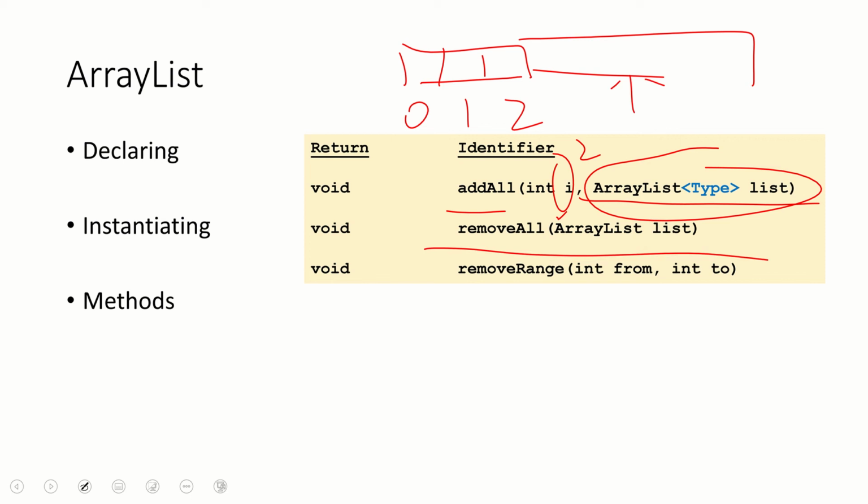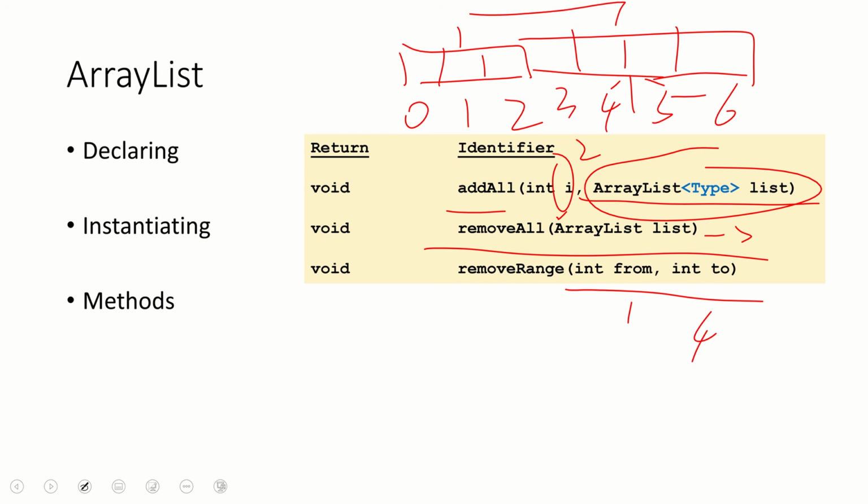Another one is removeAll. You give this array list, and it can help you remove exactly the array list you want. And removeRange is basically where you give a range, and it can remove that part of the array. For example, with 0, 1, 2, 3, 4, 5, 6, if the range is 1, 2, 4, this part can be removed and combined with a new array list.